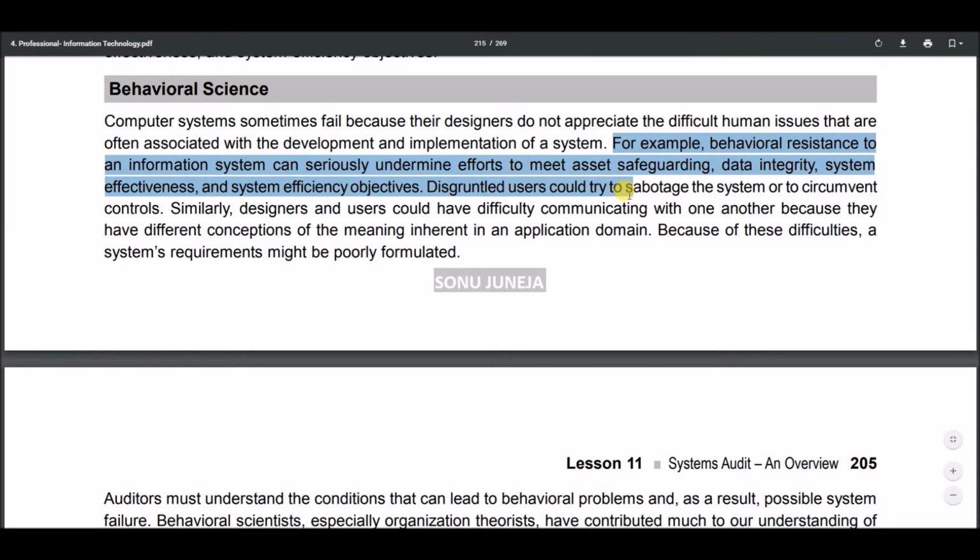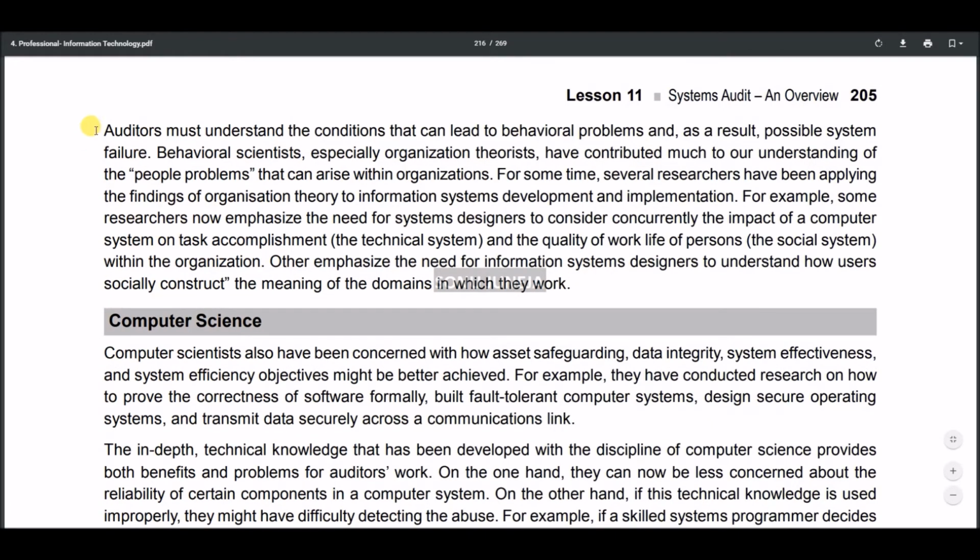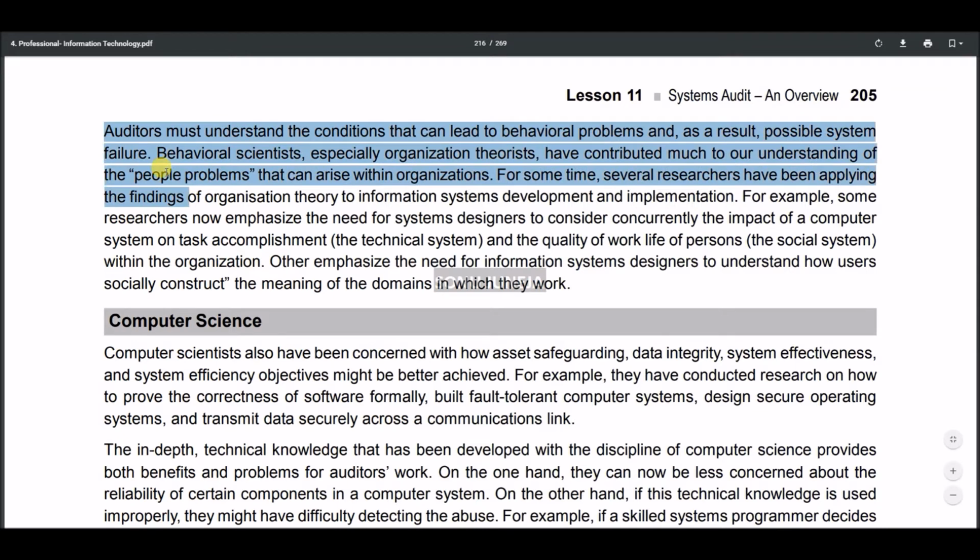Disgruntled users could try to sabotage the system or circumvent controls. Similarly, designers and users could have difficulty communicating with one another because they have different conceptions of the meaning inherent in the application domain. Because of these difficulties, a system requirement might be poorly formulated. The auditors must understand the conditions that can lead to behavioral problems and, as a result, possible system failure.